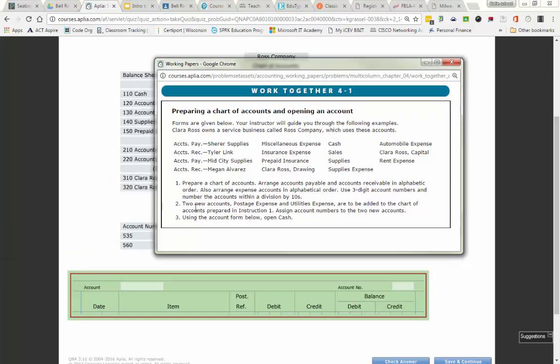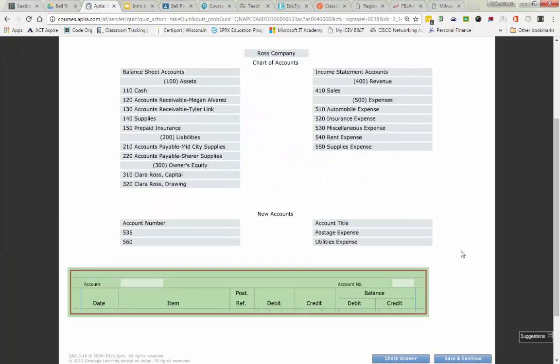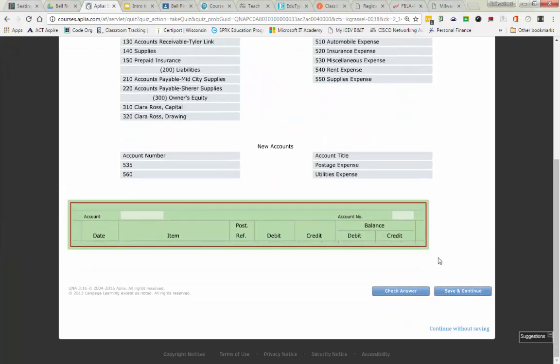We still have to do instruction number 3. It says using the account form, open cash. All right, now I need you to look here because I need to explain this a little bit. This here is our general ledger. We have used a general journal, and now we're going to use a ledger. A ledger is a singular accounting form used to get information pertaining to only one account.